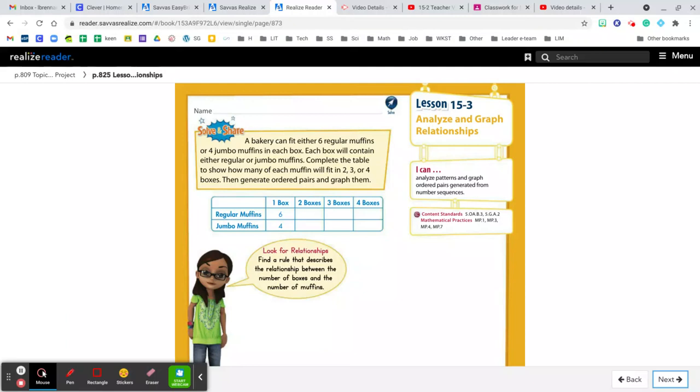All right, today we're doing lesson 15-3, Analyze and Graph Relationships. I can analyze patterns in graph ordered pairs generated from number sequences. So we're kind of mixing coordinate grids with some algebra here.